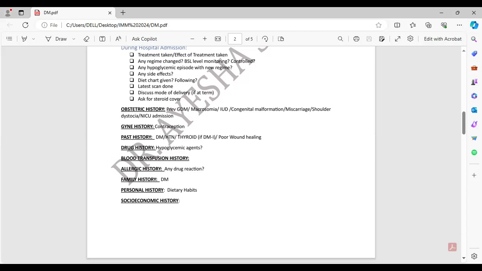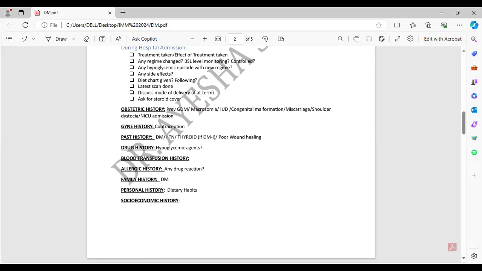In the gynae history, inquire of the patient regarding the mode of contraception she has been using until her physician suggested she conceive. In the past history, inquire about diabetes, hypertension, thyroid disease, and whether it is type 1 diabetes, because autoimmune hypothyroidism is associated with type 1 diabetes, and history of poor wound healing if any after any surgery or any scar mark.